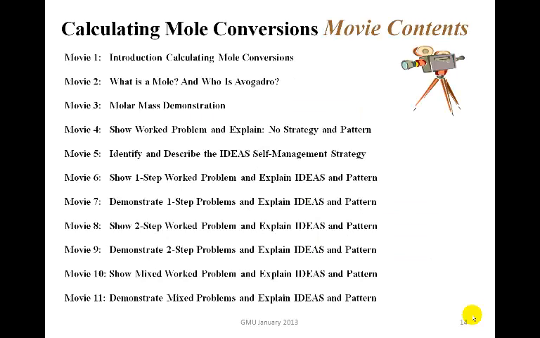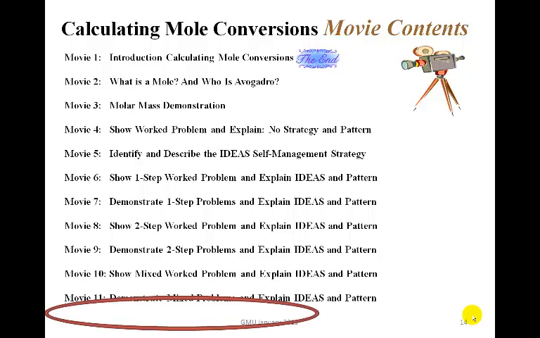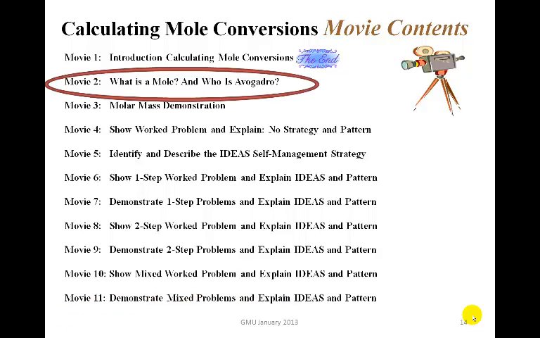Alright, so what you see right now is the table of contents for the movie, and this is the end of movie 1, your introduction to calculating mole conversions, and your next movie, number 2, is going to be about what is a mole and who is Avogadro. This is the end of movie 1.